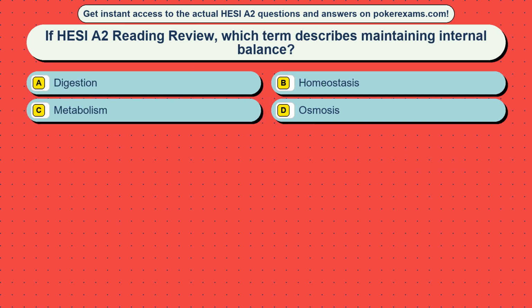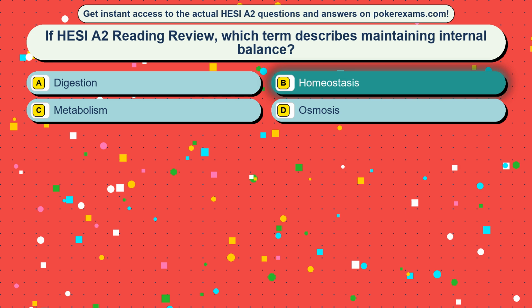Question 20. If HESI A2 reading review, which term describes maintaining internal balance? Option A, digestion. Option B, homeostasis. Option C, metabolism. Option D, osmosis. The correct answer is option B, homeostasis.